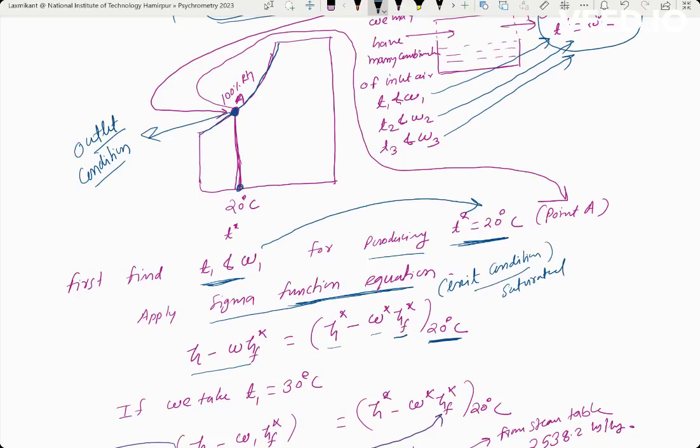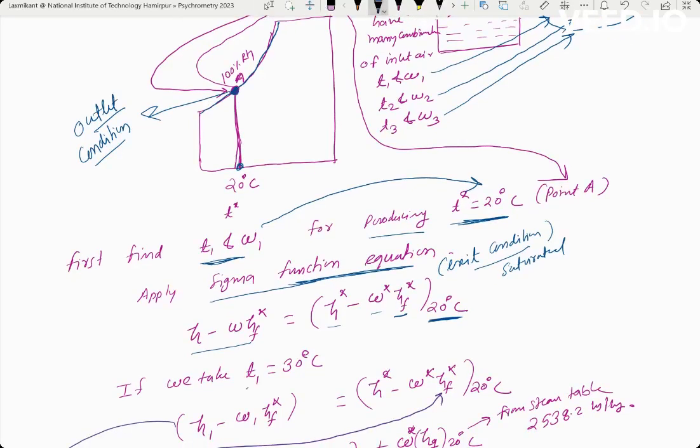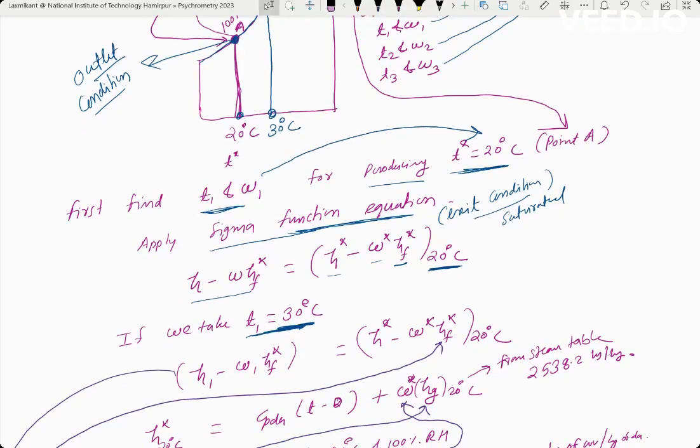Now we will find this H and omega for different inlet conditions. So consider if we take T1 30 degree Celsius. Okay, so we are considering 30 degree Celsius. So this is the 30 degree Celsius line. So this H corresponds to 30 degree Celsius. Similarly, this omega also corresponds to 30 degree Celsius.